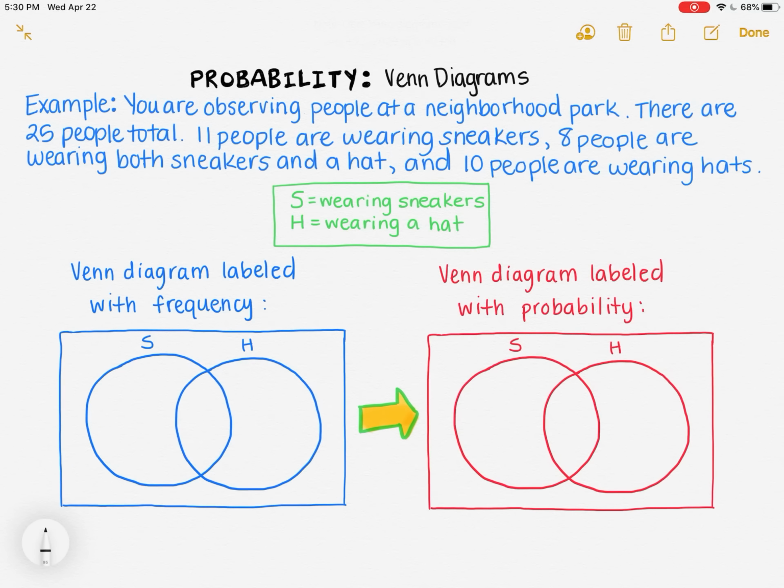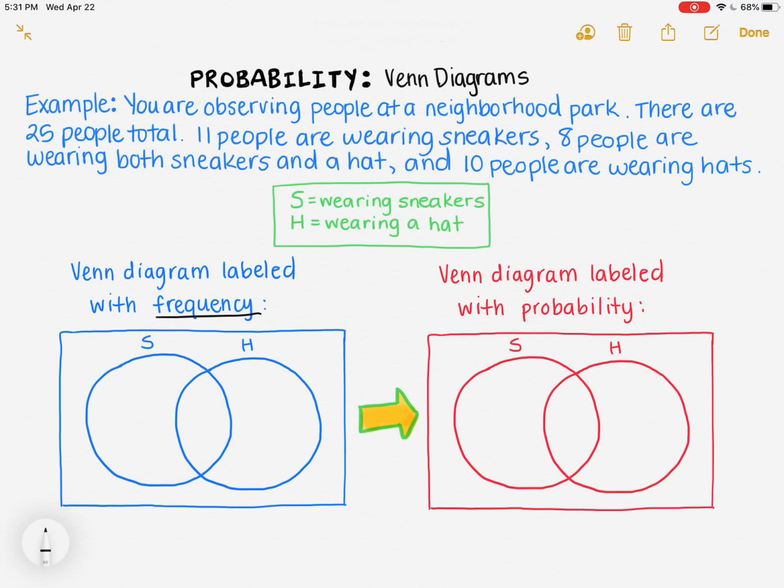In this video, we're going to be focusing on Venn diagrams. First, I am going to review how to make a Venn diagram based on a verbal description. Then I will show you how to make the same Venn diagram using values of probability instead of values of frequency. After that, we will use the new Venn diagram to calculate 8 different probability statements on the following pages.